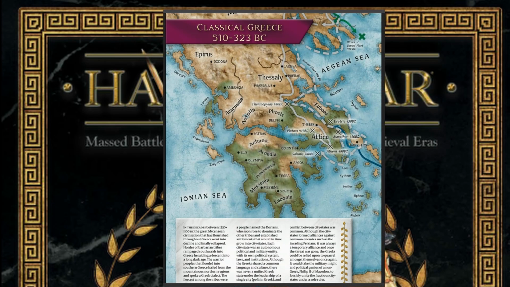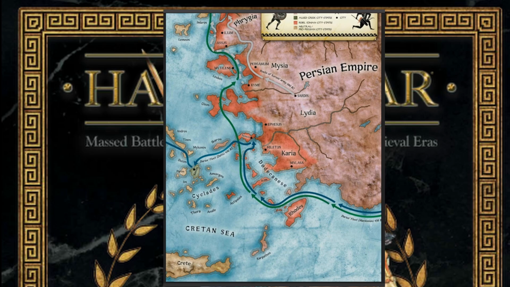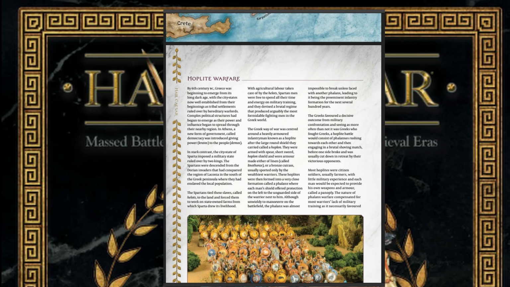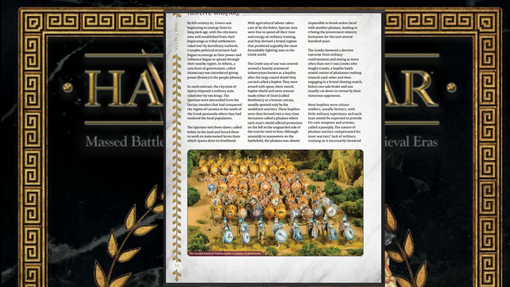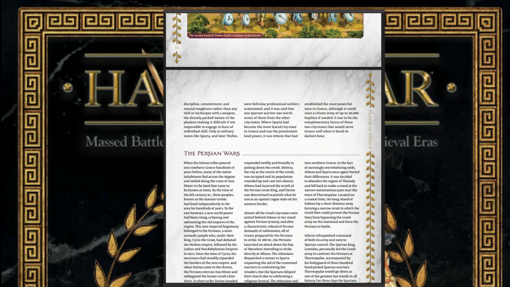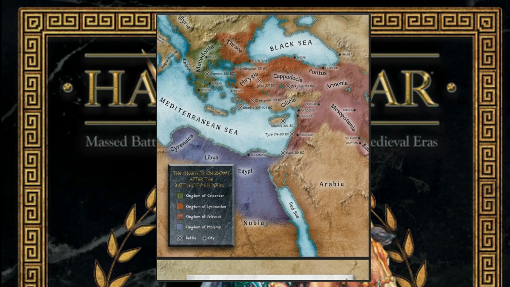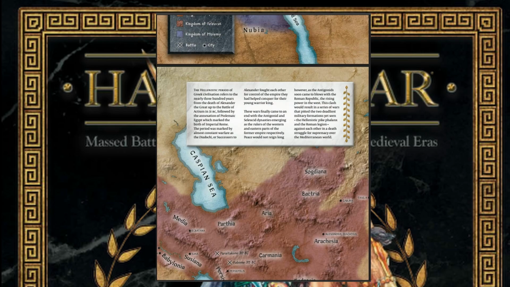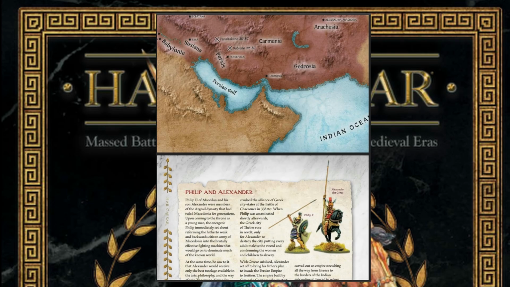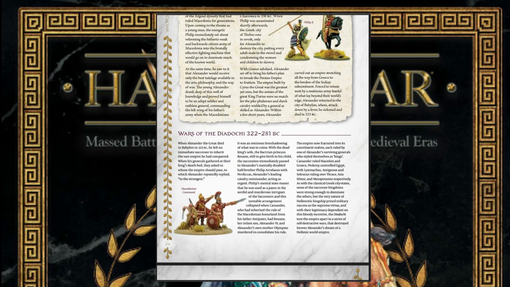The next period is classical Greece, with a very beautiful map of Greece, and it describes the Persian Empire and all the information you need, hoplite warfare, and very beautiful armies, as you can see, for Greek hoplites, all the information on the Persian wars and the era. The next period shown is the Hellenistic era, where you have Greece and modern-day Turkey up to the Middle East, all the kingdoms and all the maps showing where the locations were.